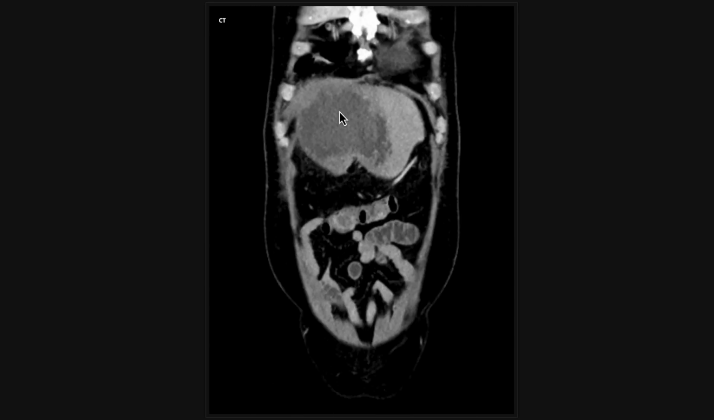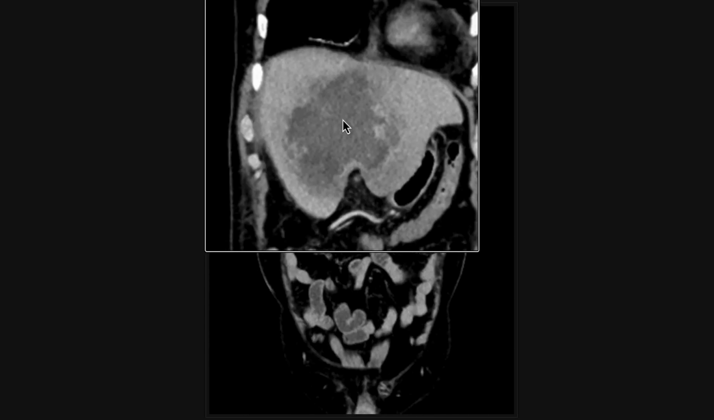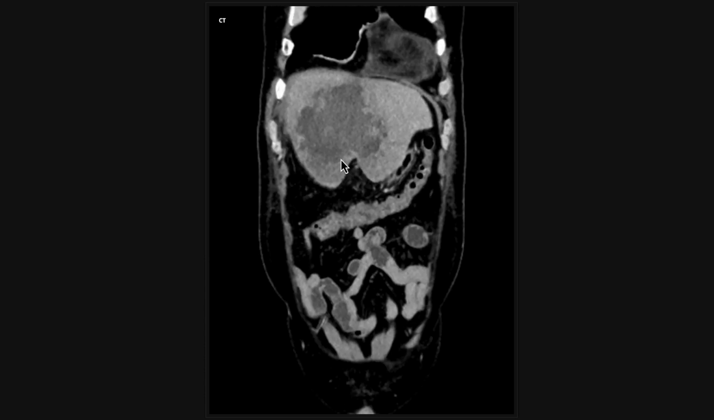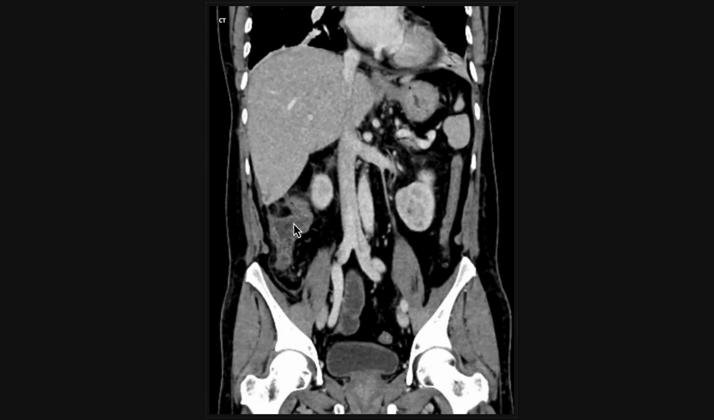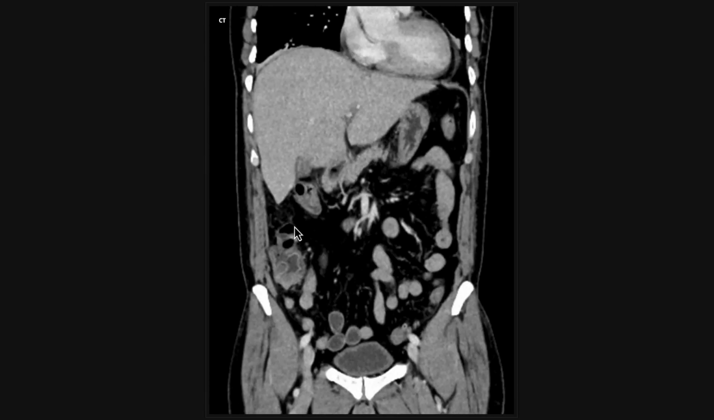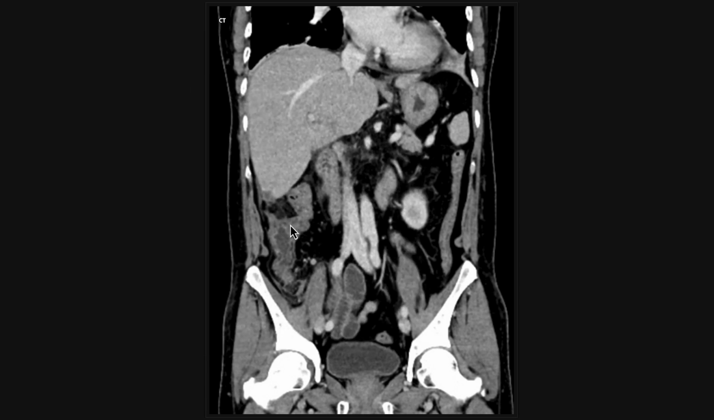And here we have a large collection in the left hepatic lobe with some peripheral enhancement, but overall fairly characteristic appearance for a large liver abscess. In addition, there is some inflammation of the right colon where there's some increased wall thickening, increased enhancement, and some pericolonic stranding, indicating that there's some degree of underlying colitis as well.